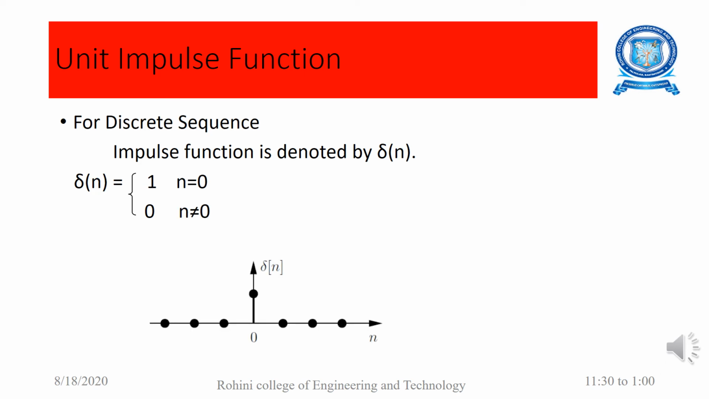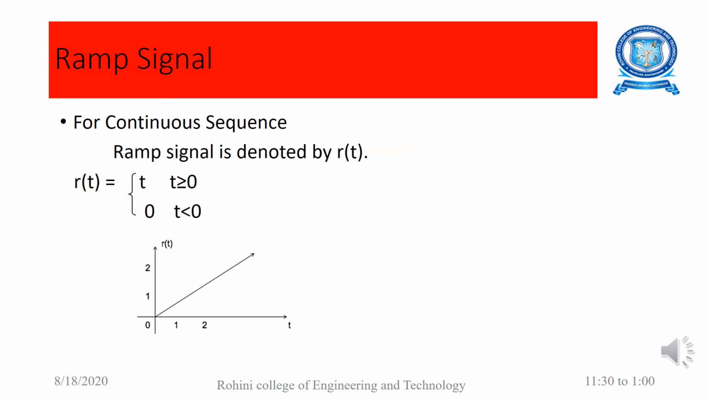Unit impulse function for discrete time sequence, the unit impulse function is denoted by del of n. Del of n is equal to 1 for n is equal to 0, and 0 for n is not equal to 0. Here also, del of n is equal to 1 for the n is equal to 0 instant only. All the remaining instants, the del of n value is 0.